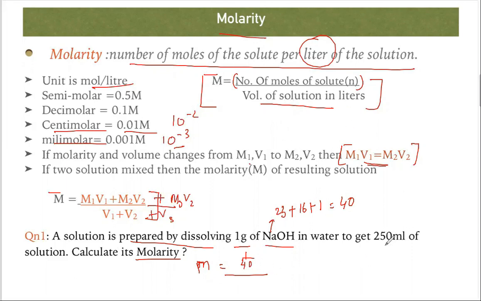What is the meaning of that? That is volume in terms of liters. So 250 milliliters, and milliliters you have to convert into liters, so divided by 1000. So this will be 1 by 4. So 1 by 40 divided by 1 by 4. How much will you get? 1 by 10. That is the answer, and the unit is molarity, M.